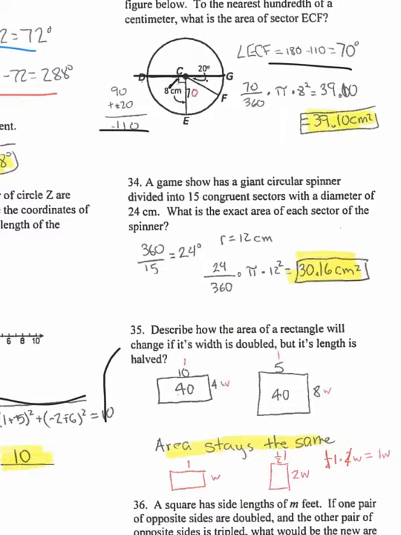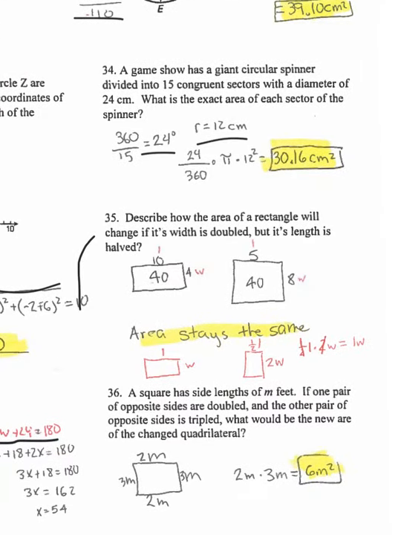A game show has a giant circular spinner divided into 15 congruent sectors with a diameter of 24 centimeters. Pretty much again like the spinner one we did a couple pages ago. Since there's 15 congruent sectors this time, 360 divided by 15. Diameter is 24, so radius 12. Arc degree over 360 times pi times radius squared.